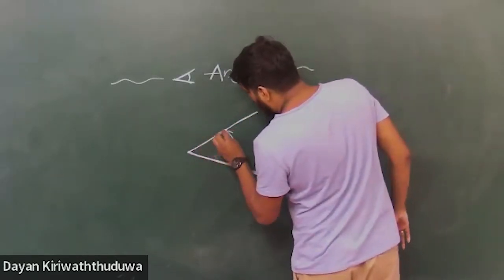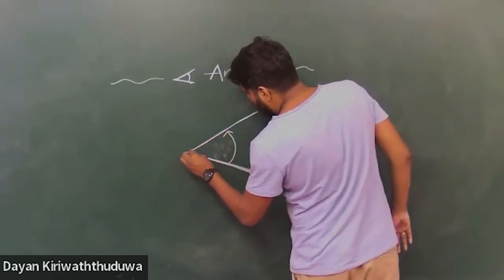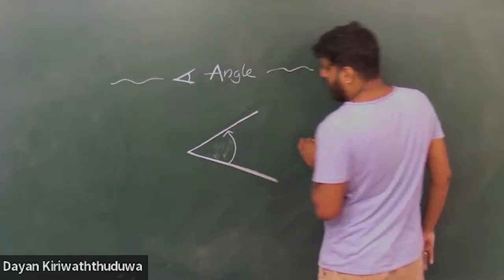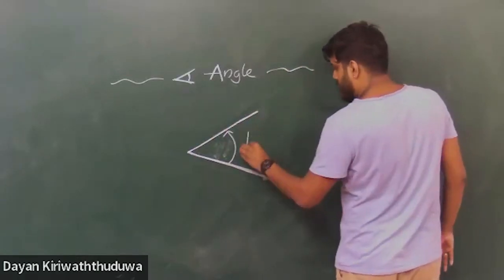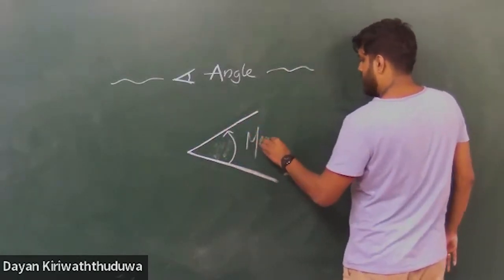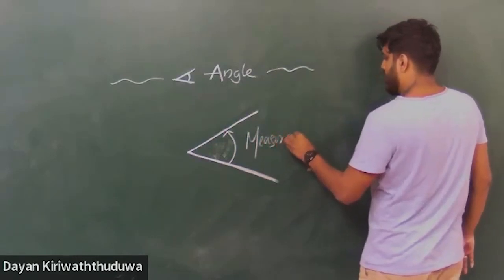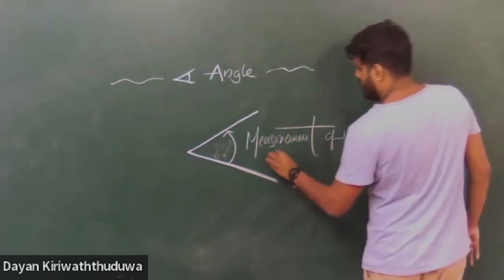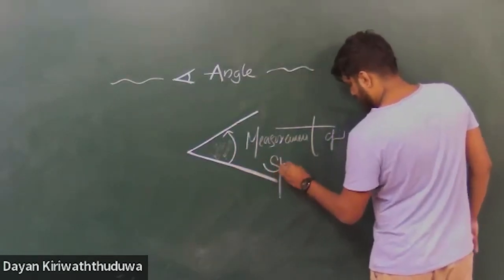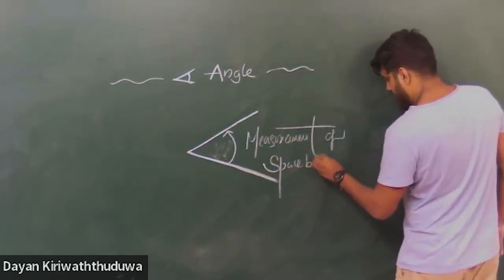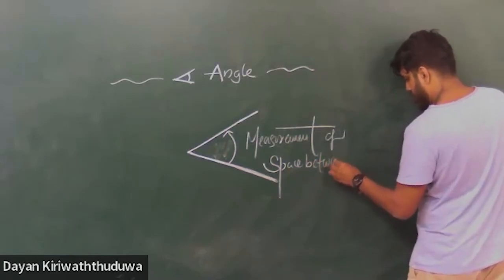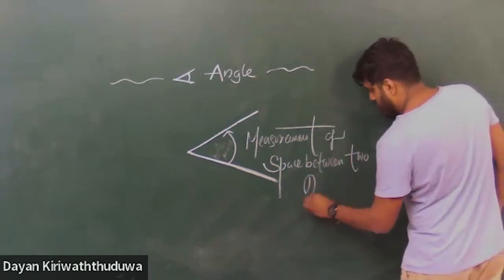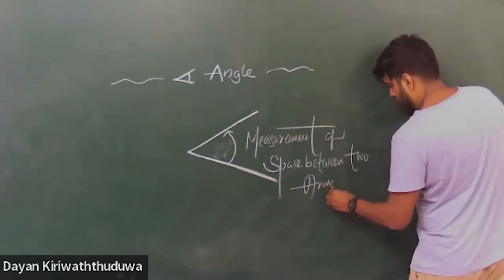Then answer the same if someone questions you, like a small kid or your parents or your neighbors. Right? Now you know what is an angle. So this is a measurement of space between two arms. Right?